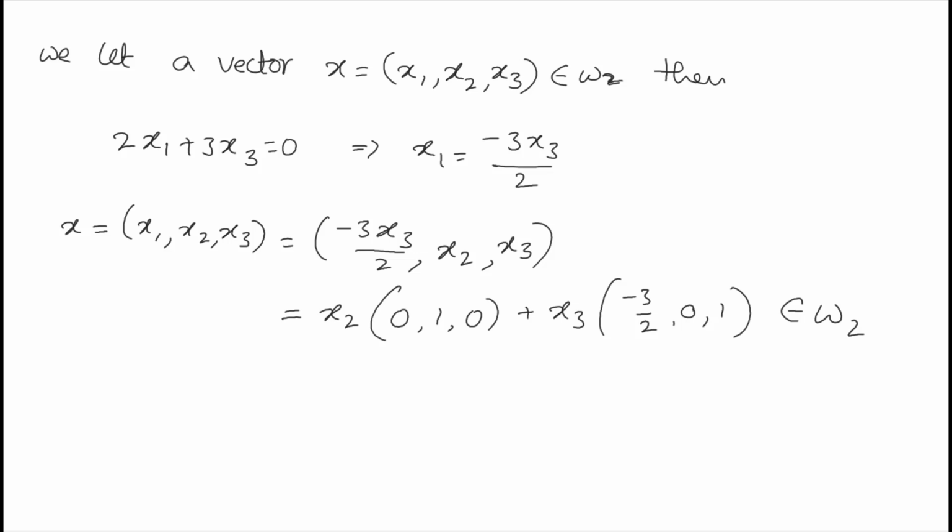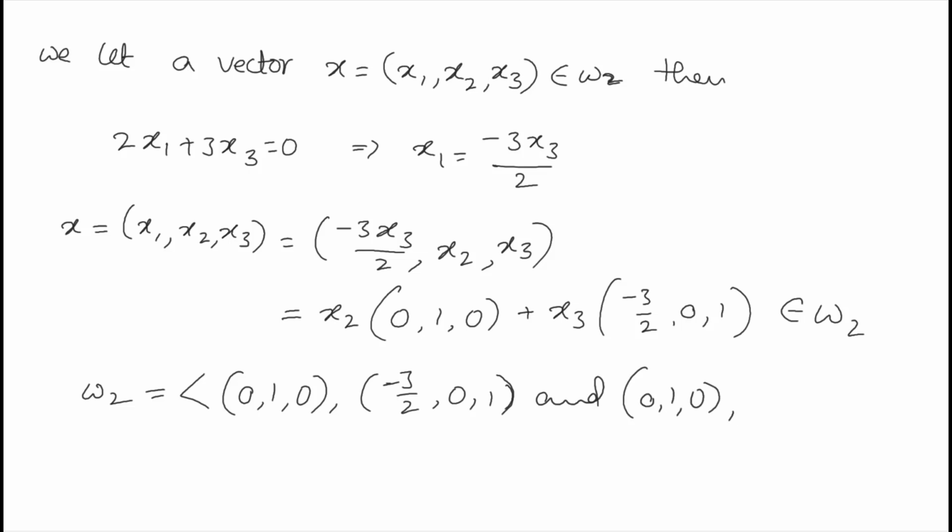That means any vector x in W2 can be written as a linear combination of these two vectors, and we can observe that these two vectors are linearly independent. So we can say W2 is the subspace generated by the vectors (0, 1, 0) and (-3/2, 0, 1), which are linearly independent.